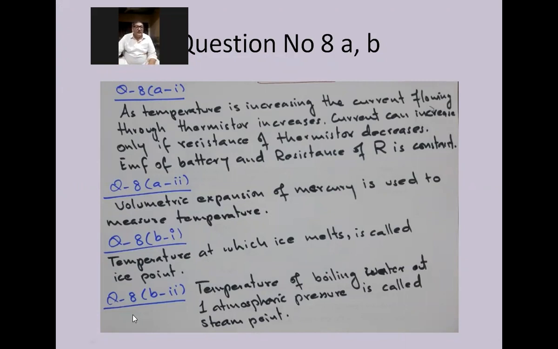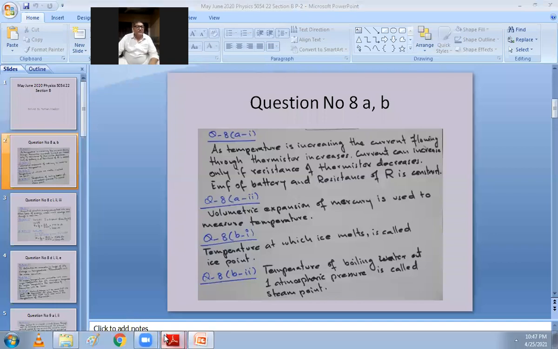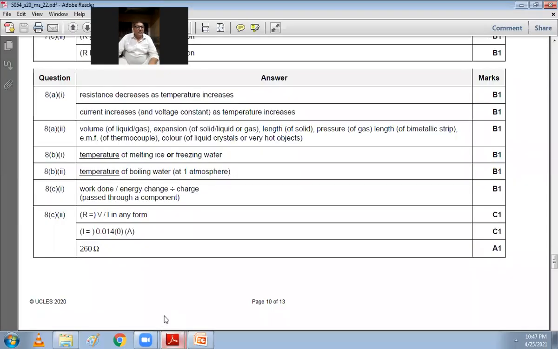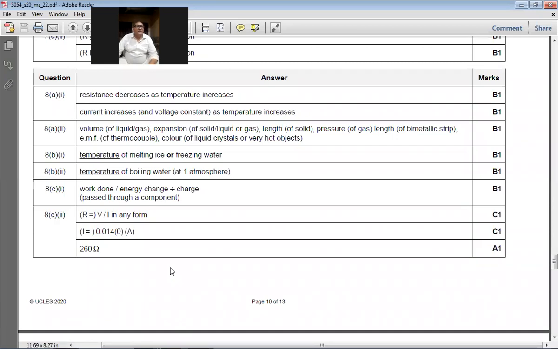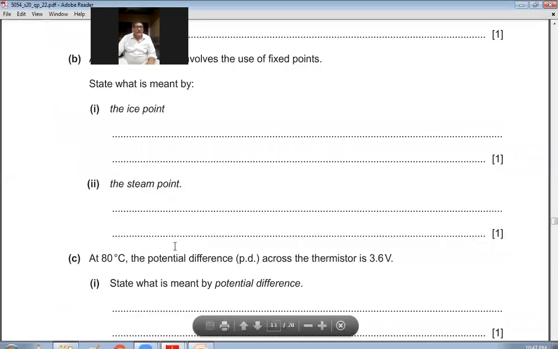So we go to the marking scheme, and you can see it says the temperature of the melting ice or the freezing water, and the temperature of the boiling water at 1 atmosphere. So this is how we do this. Let's go back to the question paper.